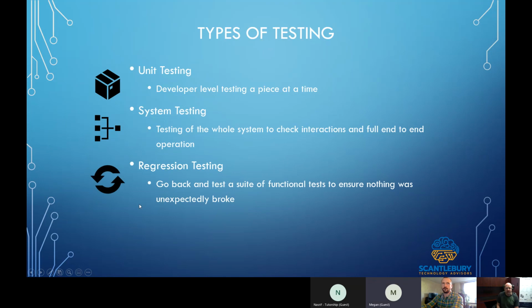Regression testing. If someone puts in a little bug fix or a new feature, you don't just test the feature that was put in. You test every other feature, because what happens in code a lot of times is one thing might affect something else.